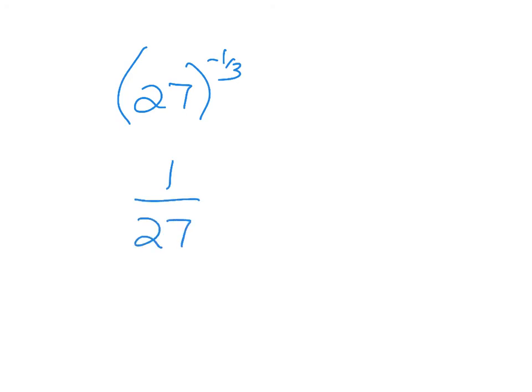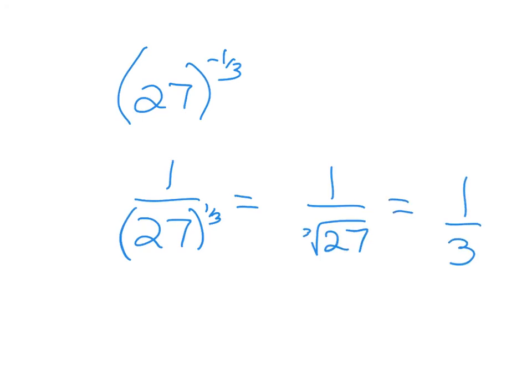Okay, there's a few more problems we'll do with fraction exponents. So 27 to the negative 1/3 power. We're going to move the negative exponent. Again, think reciprocal. Move the 27 to the bottom of the fraction. Make the exponent positive. And now we're going to find the cubed root of 27, which is 1/3.